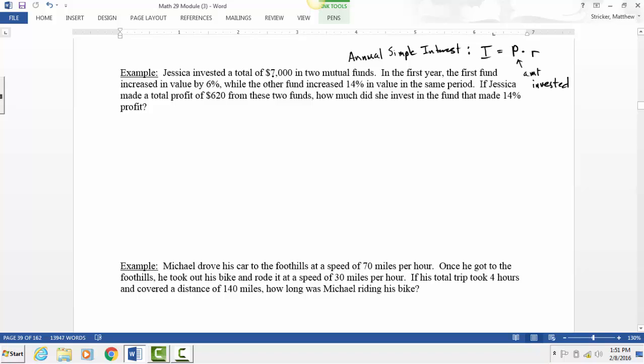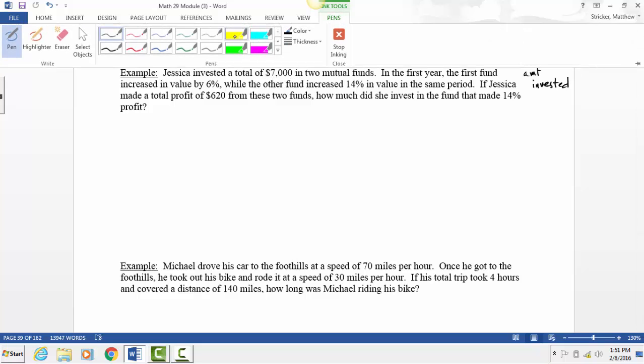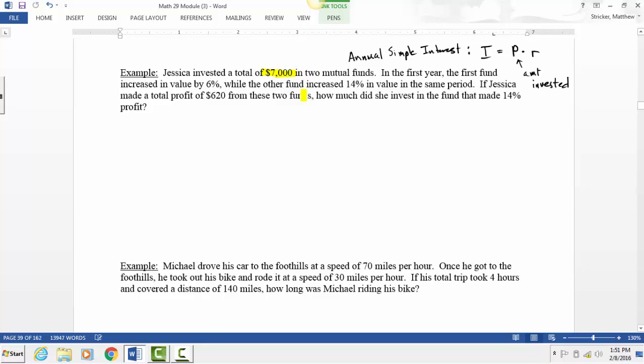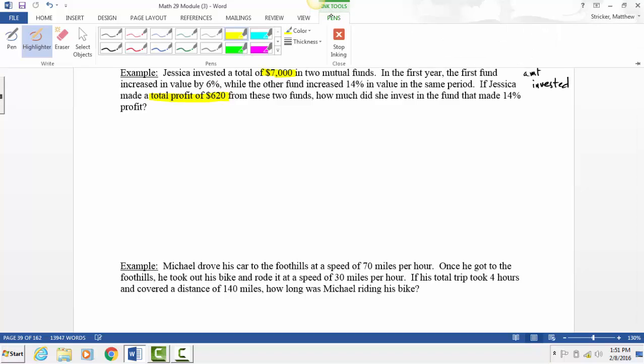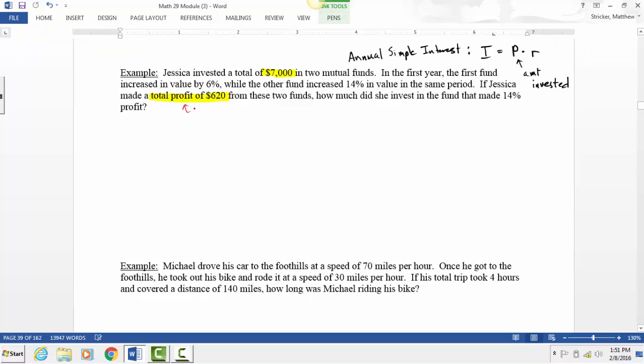So it says Jessica invested a total of $7,000 in two funds. There is a total. So she invested $7,000 in the first year. The first fund increased by 6%, and the other fund increased by 14% in the same period. If Jessica made a total profit of $620 from these two funds, oh, there's another profit. And when it's talking about profit, that is interest. That's how you make money with investments. You earn interest. So she made $620 from these two funds. How much did she invest in the fund that made 14%?